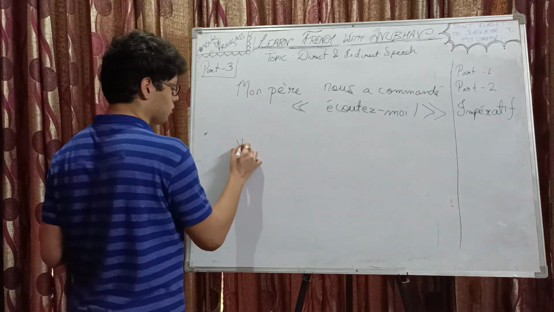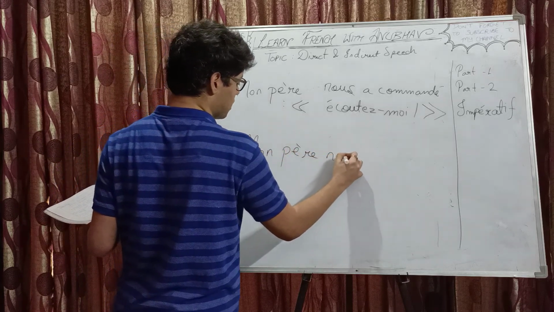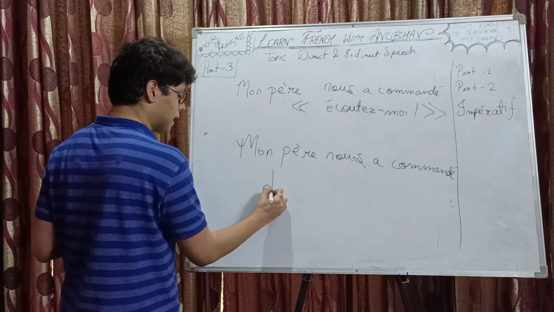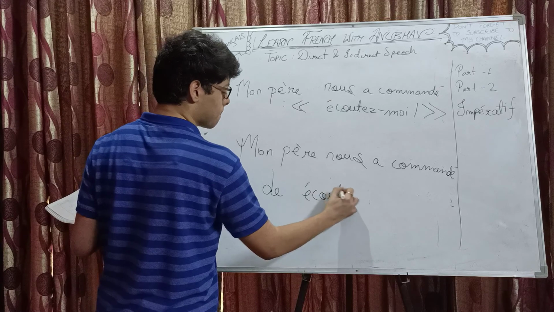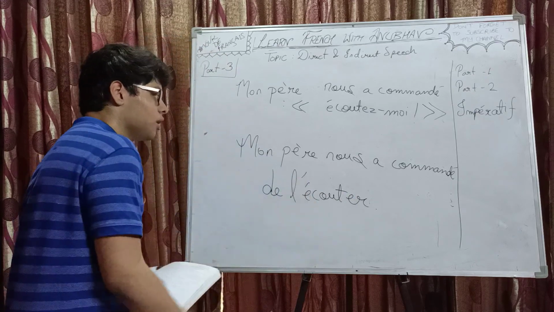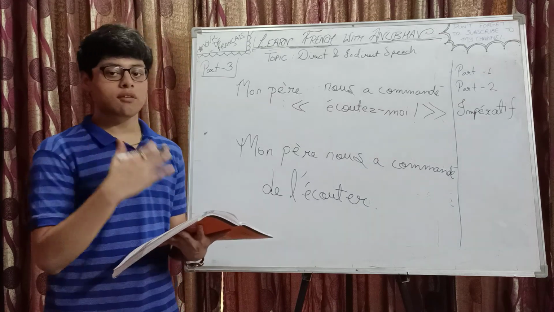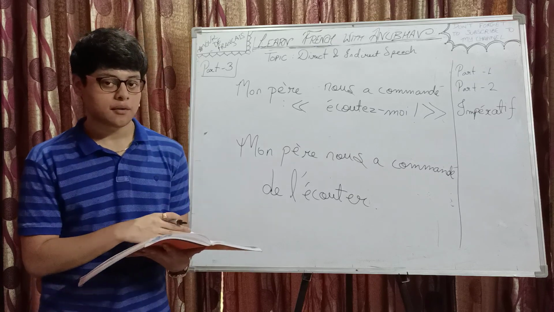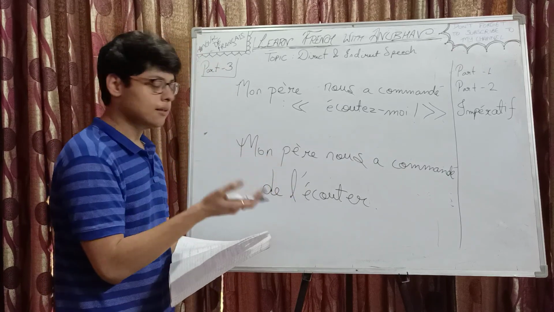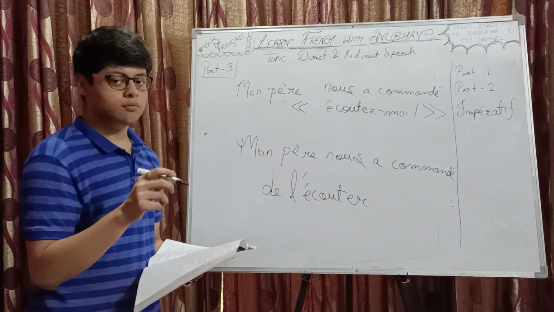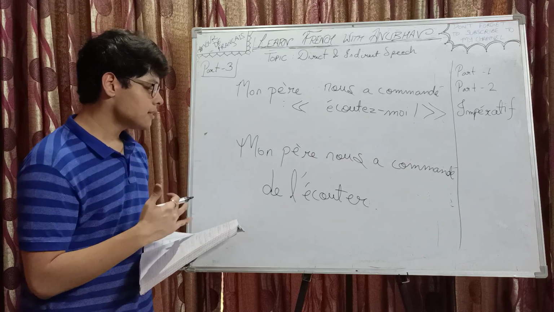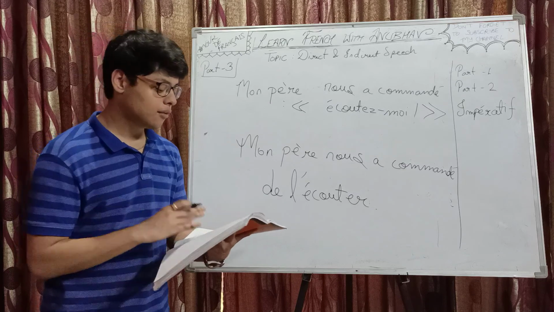So, let's change it. Mon père nous a commandé. The first part will again remain the same. No doubt. So, commandé, then de. Écoutez, but one thing will happen differently over here, l'apostrophe, and no moi. So, moi, me, when you are converting it into indirect form, it is becoming third person singular, right? And then this third person singular will be indicated by le, L-E, le. Le coming before écoutez becomes what? L'apostrophe, right? So that's how it is. Mon père nous a commandé de l'écouter. My father commanded us to listen to him. Right? That's how it will be translated.